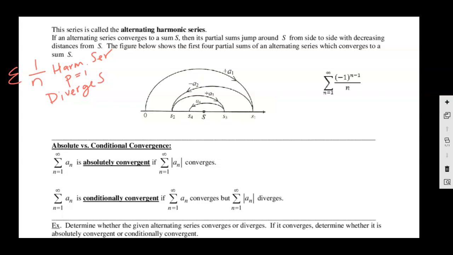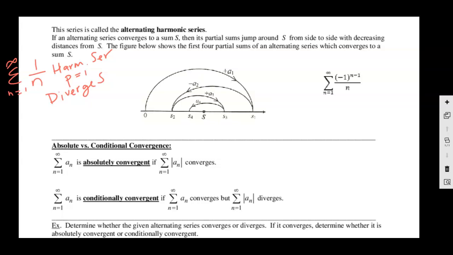The summation of 1 over n, starting with n equals 1 to infinity, that's the harmonic series, and it's going to diverge. You could do the integral test, you could do the p-series test, but really, if you just recognize it as the harmonic series, you don't have to do anything. You can just say, hey, that's the harmonic series, therefore it diverges.